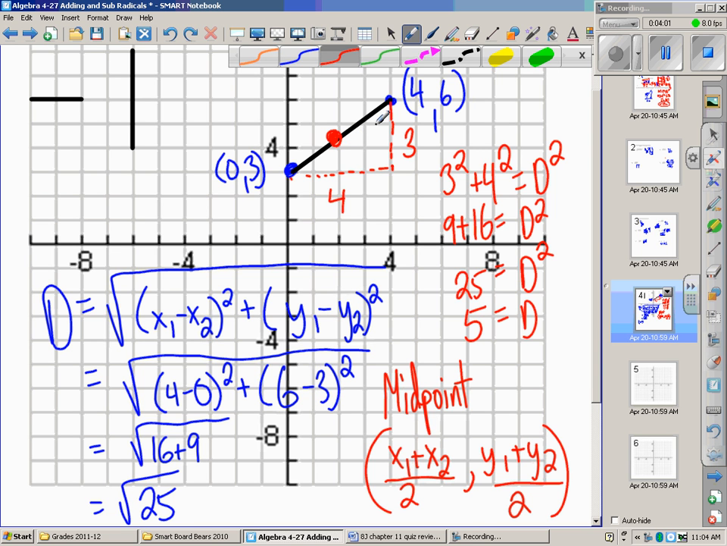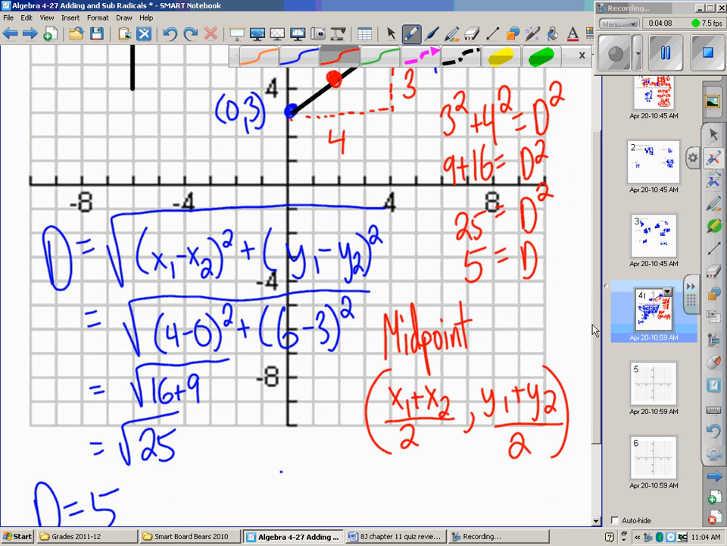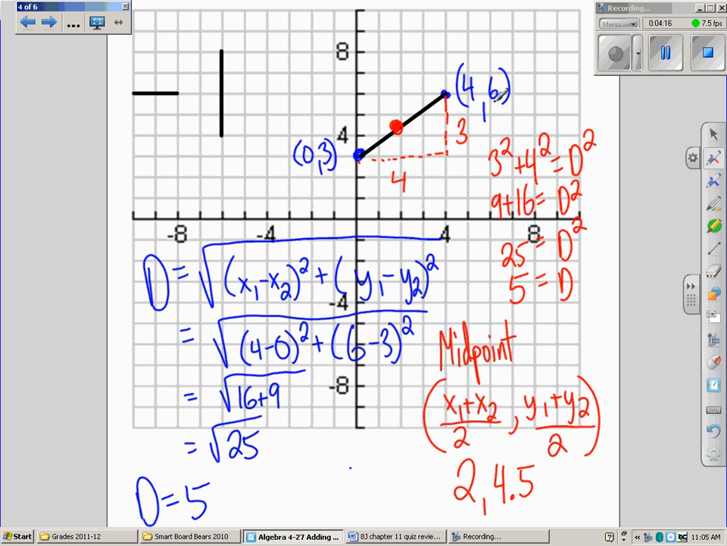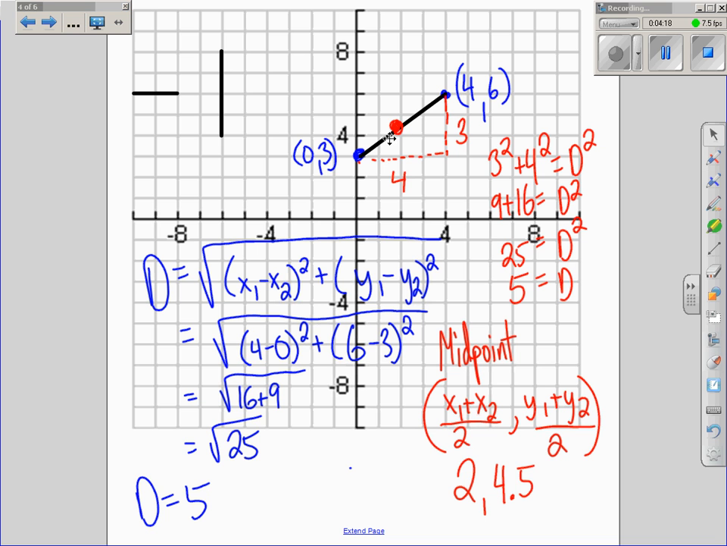So if we do that for this, I believe we come up with 2, comma, 4.5. And so we might have to do a little bit of moving. 4.5, let's see, where would that be? Maybe just a little slightly up there.